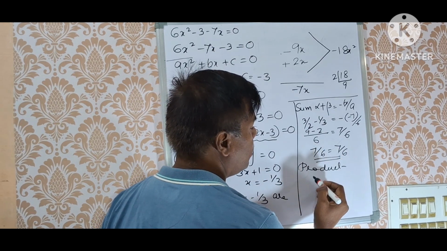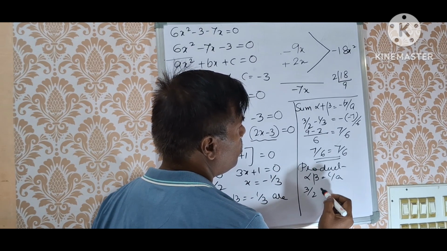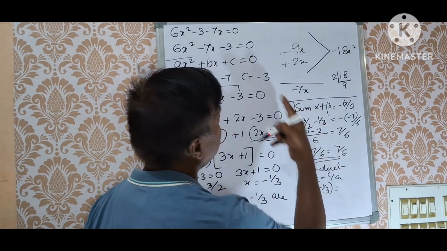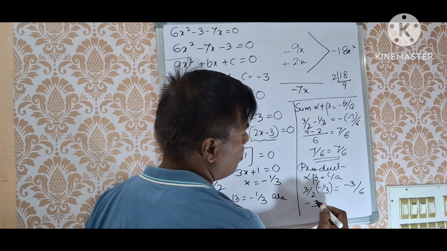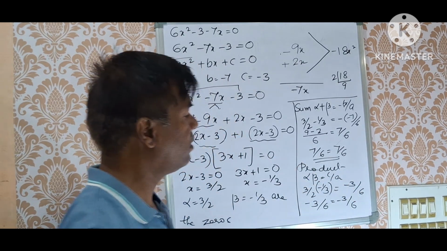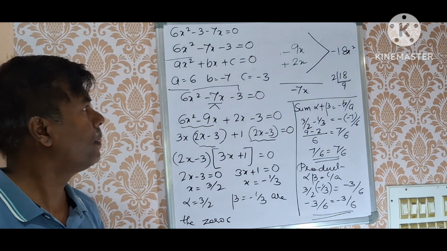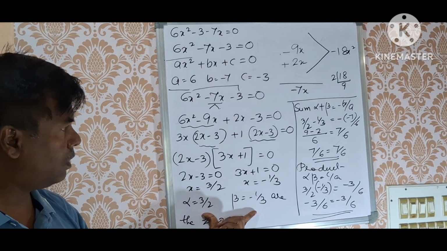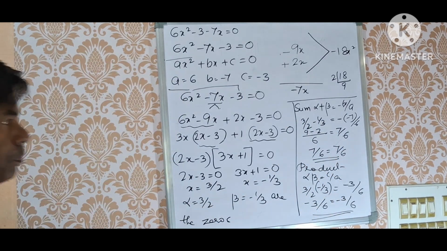Product of roots is alpha into beta equals c by a. That is 3 by 2 and minus 1 by 3 equals c is minus 3, a is 6. This is again minus 3 by 6. This equals minus 3 by 6. Here this is also verified. Hence the verification. So we have to find the coefficients. We have to split the equation, find the zeros, then verify the sum of the zeros and the product of zeros.